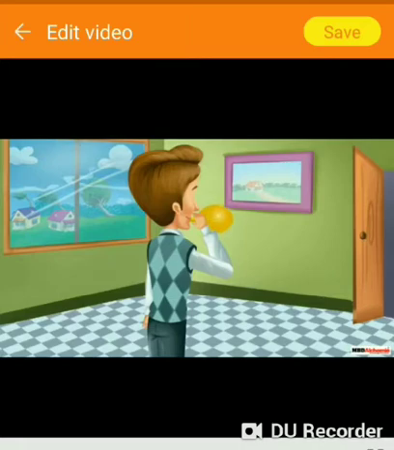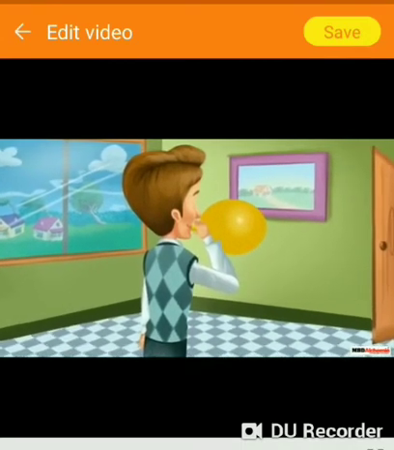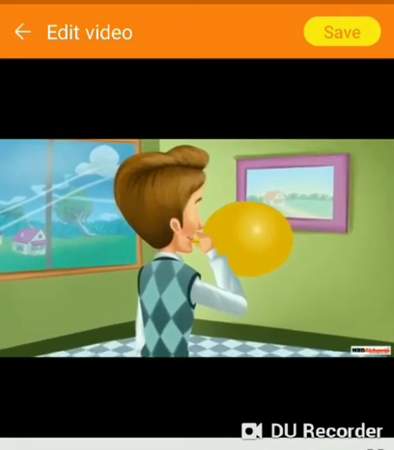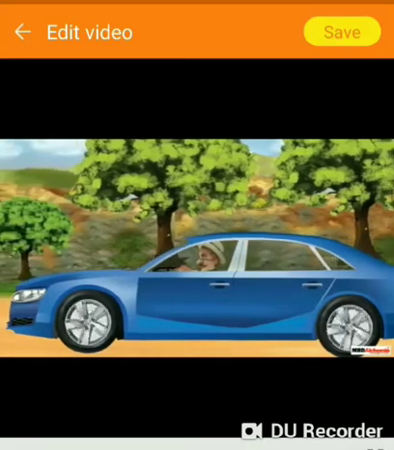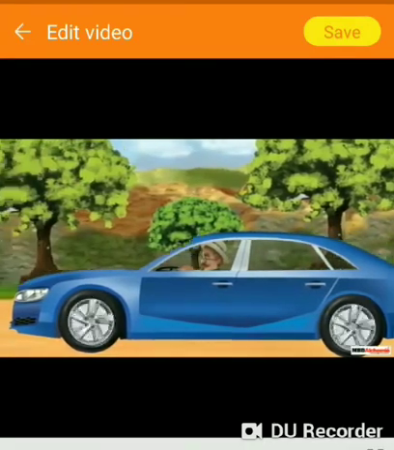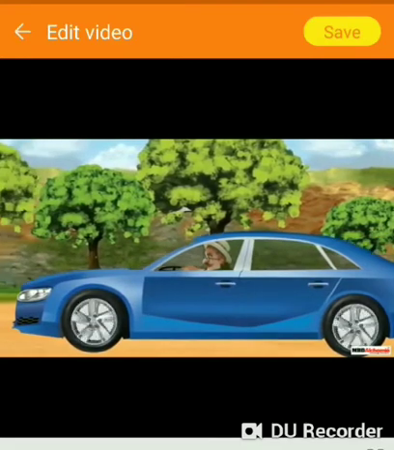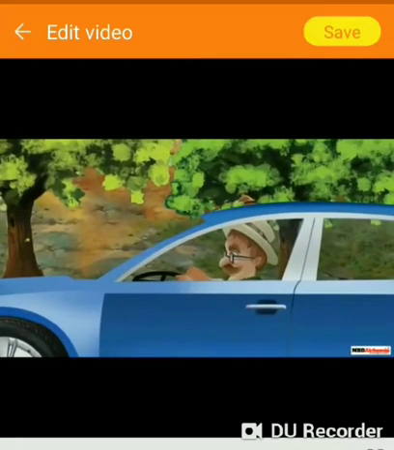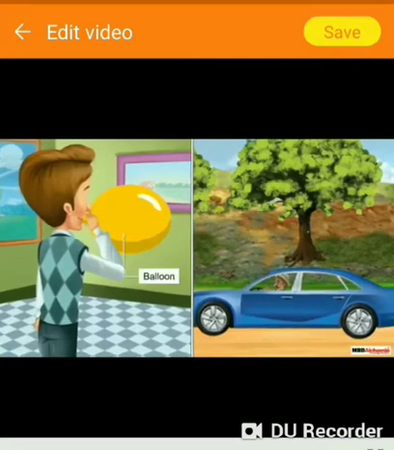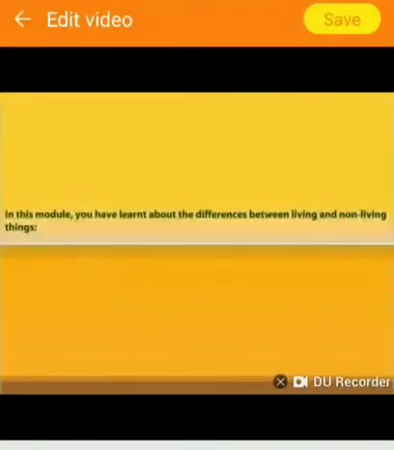A balloon increases in size when we blow air into it. It doesn't mean that a balloon is a living thing. It increases because we are blowing air. A car moves from one place to another, but it doesn't move by itself. It moves only when we drive it. So, car and balloon both are non-living things.